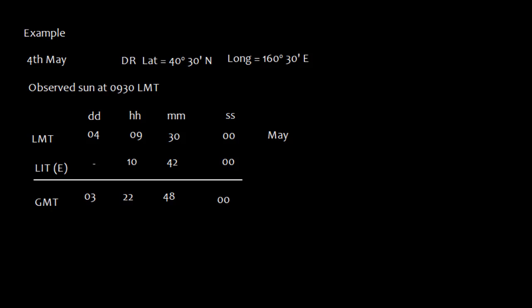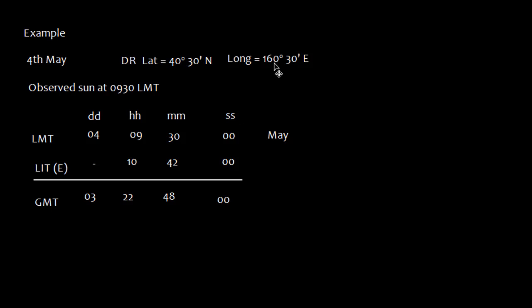So this example will give you a pretty good idea how a question by long by Chron has to be solved. Suppose the date is 4th May and the DR position is DR latitude 40 degree 30 minute north, longitude is 160 degree 30 minute east. So we observed the sun at local time, which is 0930. So we have local mean time as 0930. Second is 0. Well, we are using 2-digit format DD, HH, MM and SS.